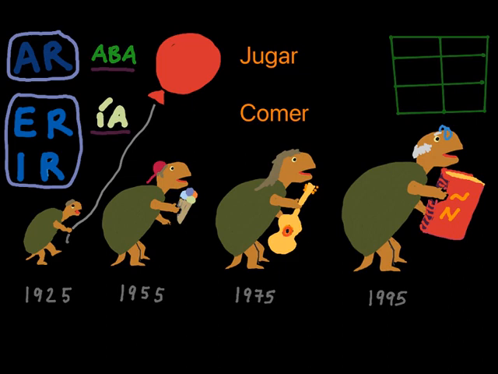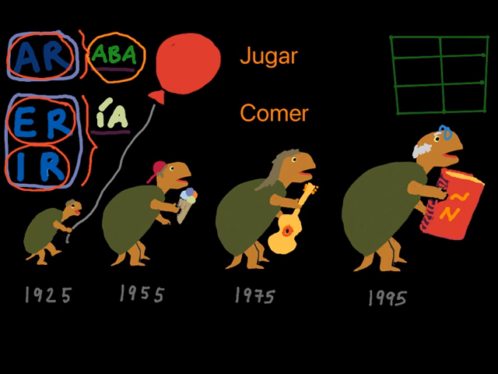So you have 3 groups of verbs in Spanish: verbs that end in AR, verbs that end in ER, and verbs that end in IR. For this particular conjugation, we're going to lump together ER and IR into one group, and AR will constitute the other group. So the conjugation will be created with the help of ABA, just remember it, for AR, and IA for the verbs that end in ER and IR. Let's see what I mean by that.